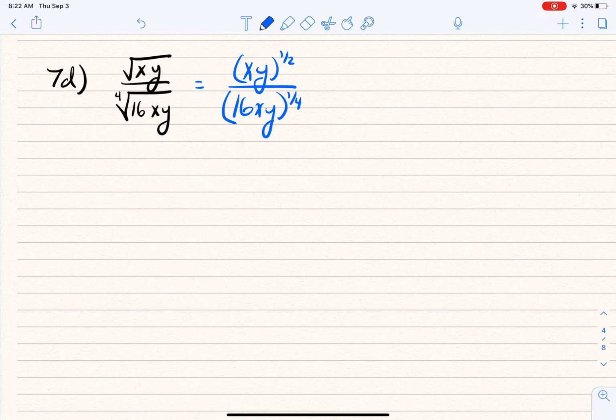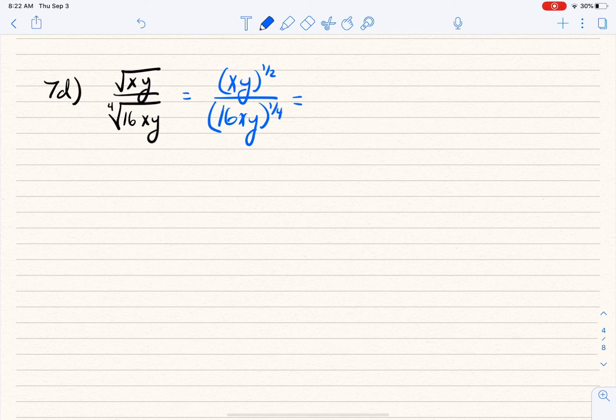You know, we want to talk about common denominators, and so this is where I did this problem a couple different ways, and some people thought it was way easier one way, and other people thought it was way easier the other way. So take it and do it how you want, as long as you're doing it right. I could look and say, well, let's talk about common denominators. This would be the same thing as xy raised to the 2/4 over 16xy raised to the 1/4.